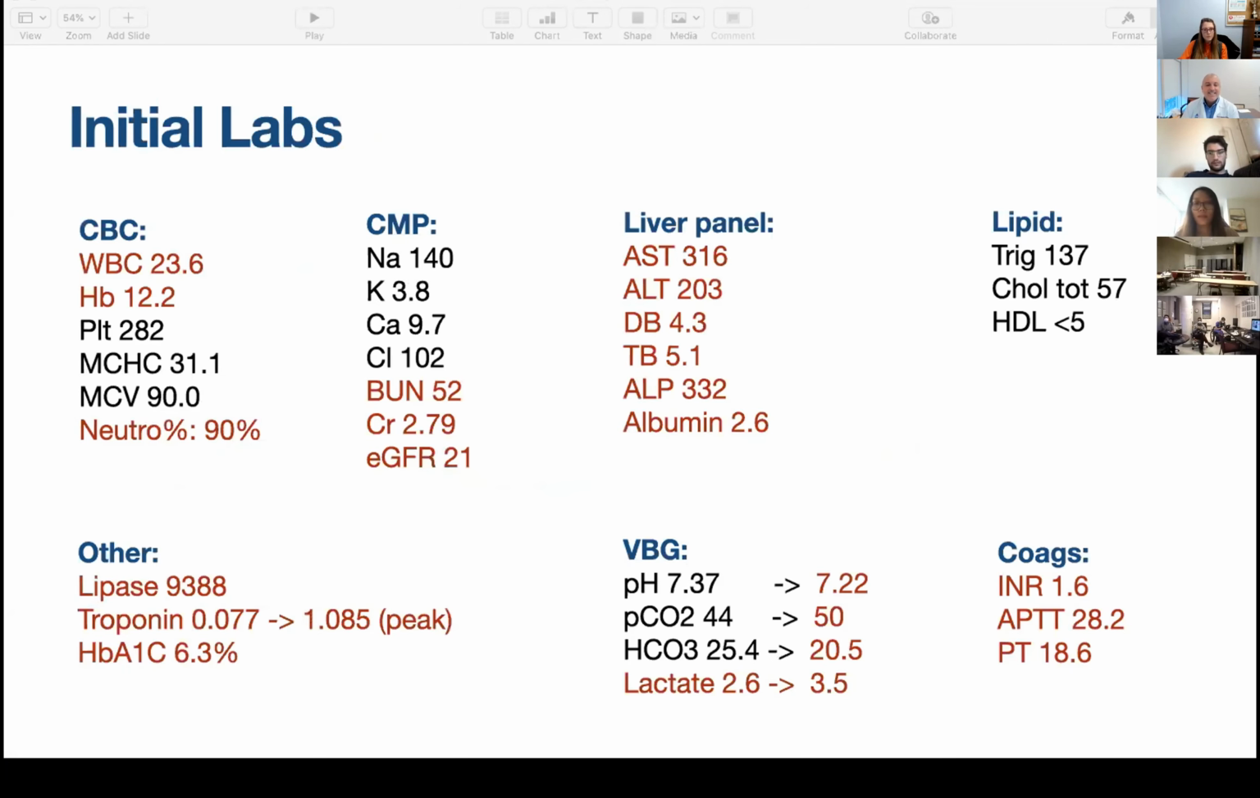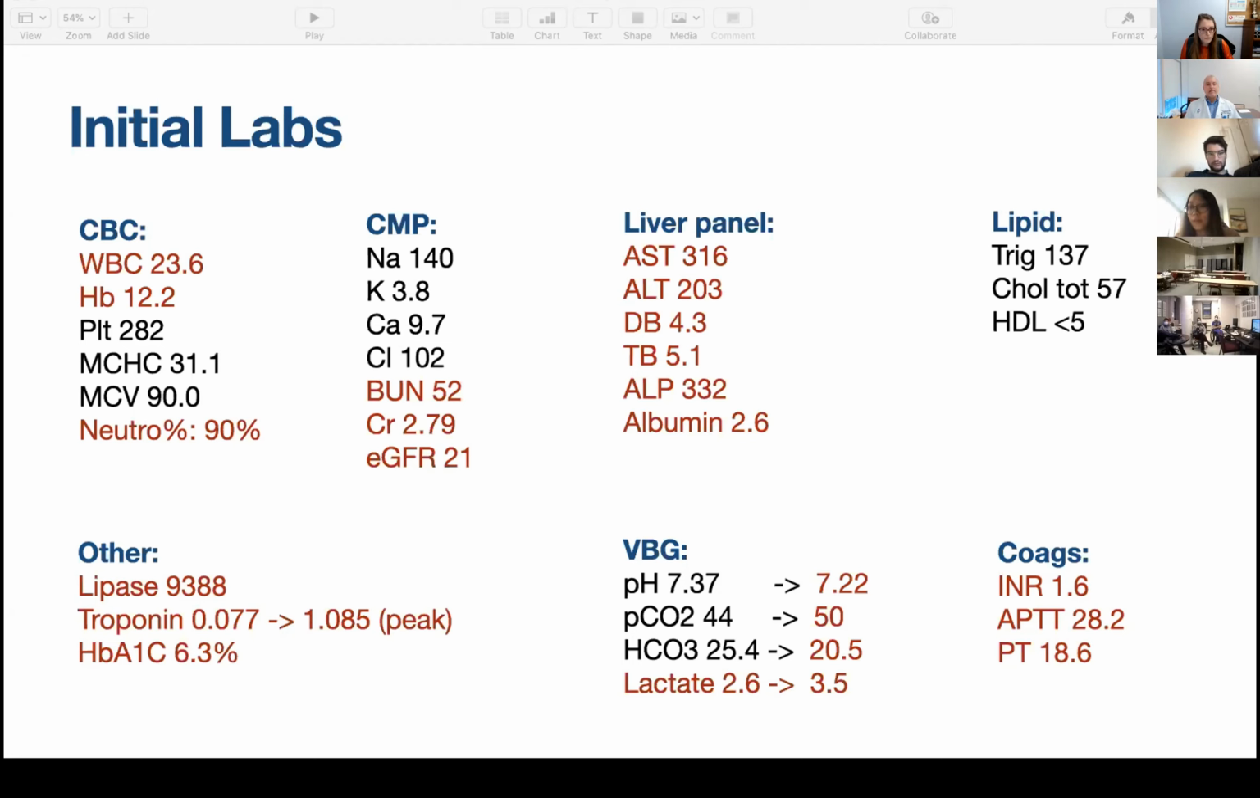Now we can go over his labs. Initially, he presented with leukocytosis with a white blood cell count of 23.6, and he was mildly anemic, hemoglobin 12.2, MCV normal at 90, and neutrophils were 90%. For his chemistry panel, he has normal electrolytes, BUN was 52, creatinine was 2.779, and the estimated GFR was 21, although he didn't have a baseline of his labs. For his liver panel, AST elevated at 316, ALT 203, direct bilirubin 4.3, total bilirubin 5.1, ALP was 332, and albumin was 2.6. His lipid panel: triglycerides normal at 137, total cholesterol 57.